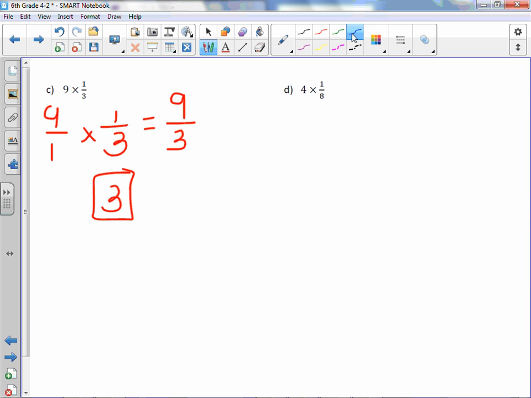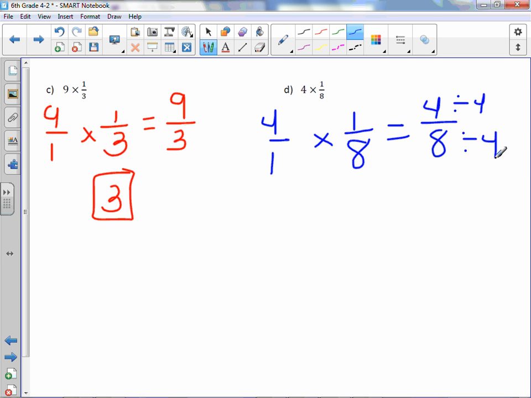Letter D. 4 over 1 times 1 over 8. 4 times 1 is 4. 1 times 8 is 8. I can definitely reduce this one by dividing numerator and denominator by 4 and getting an equivalent fraction of 1/2.